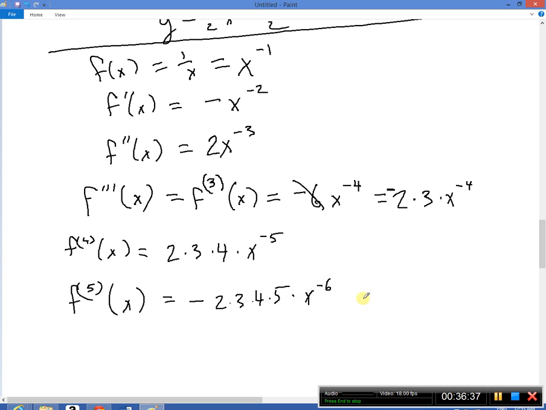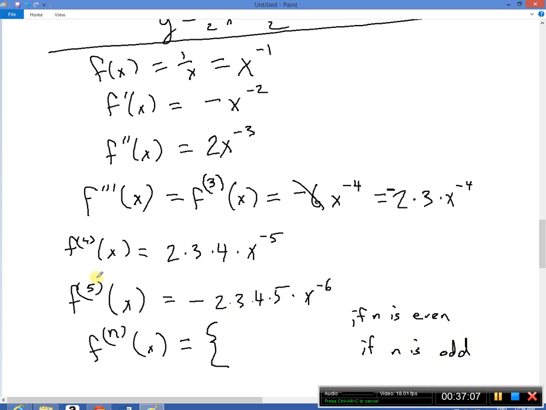So you could probably guess what the nth derivative is going to be at x. Well, it's plus or minus depending on whether n is even or odd. If I really want to be fancy, I'd do it this way. This is one thing if n is even, and it's something else if n is odd. So when n is even, like the fourth derivative, you notice you get a positive here, and so you're going to get 2 times 3 times 4 times dot dot dot all the way out to n.